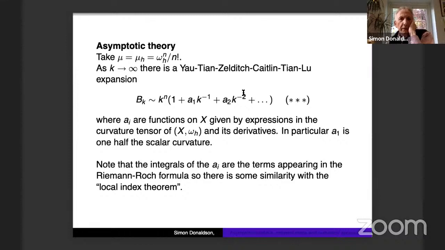And so it's not actually true that the AI just are those Chern-Weil representatives. They contain other terms which integrate to zero, but at least for the first term, that half the scalar curvature is just what you'd expect as the thing that integrates to give what you need in Riemann-Roch.